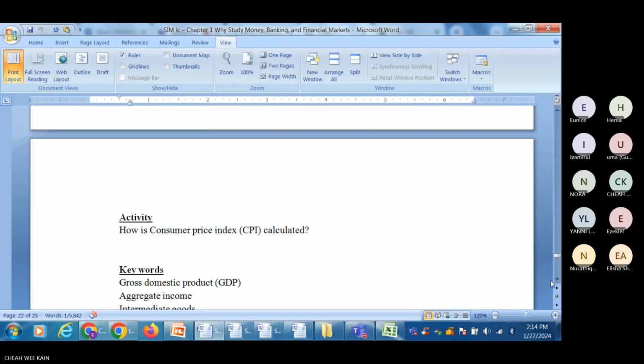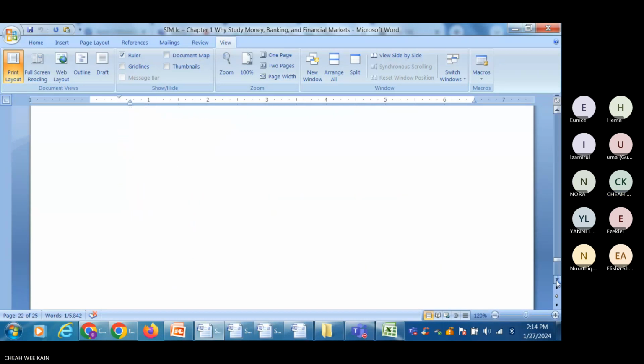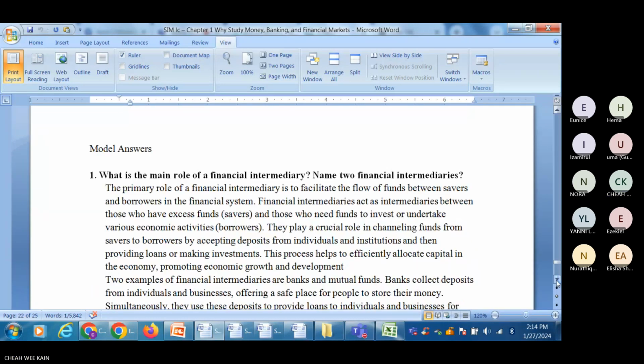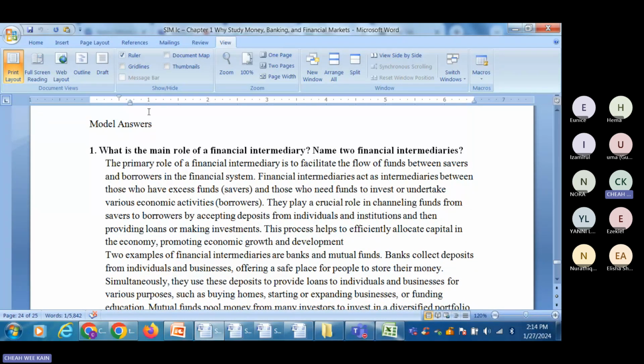Okay. Yes, sir. Now, I think that is okay. Let's look at the model answer. What is the main role of a financial intermediary? Of course, this one is all inside the WhatsApp group where y'all can download to see. Okay, and name two financial intermediaries.